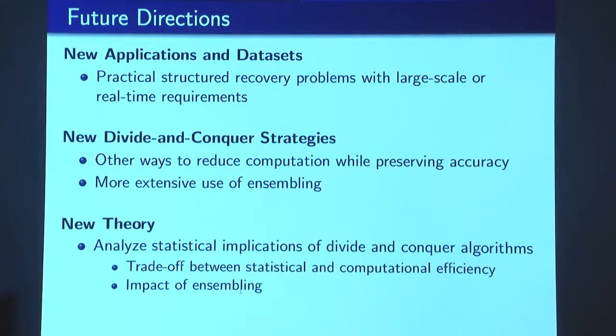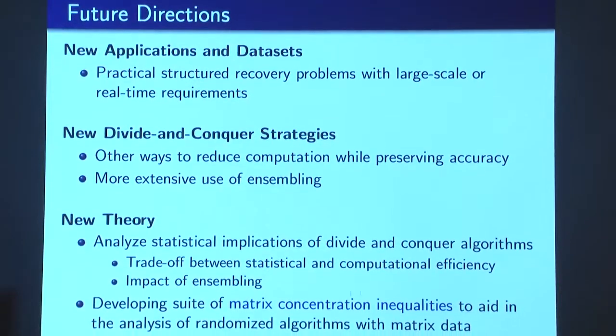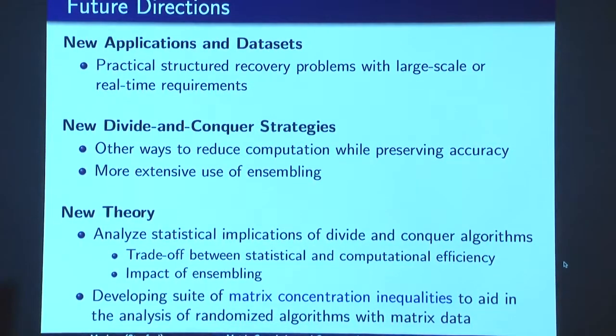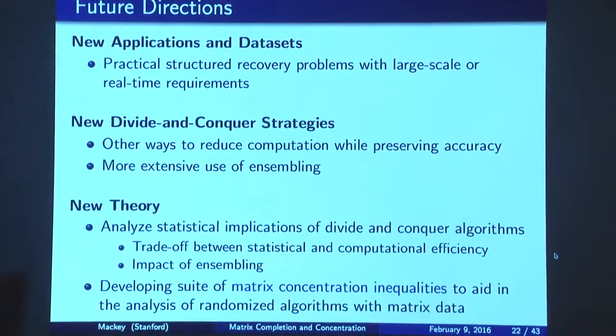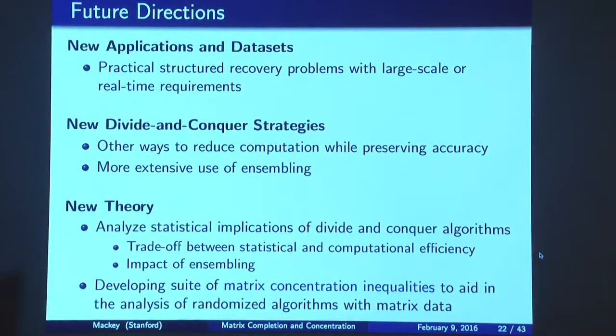Final future direction, new theory. We'd like a finer-grained understanding of the statistical implications of these divide-and-conquer algorithms. So what are the trade-offs between statistical accuracy and computational efficiency? In particular, can we say more about the impact of ensembling, which seems to play a really large role that we don't completely understand yet? Part of what we're hoping is that these new tools that we're developing in the matrix concentration space will be useful for carrying out some of those analyses. And so I'd like to talk to you a bit about that to end the talk.